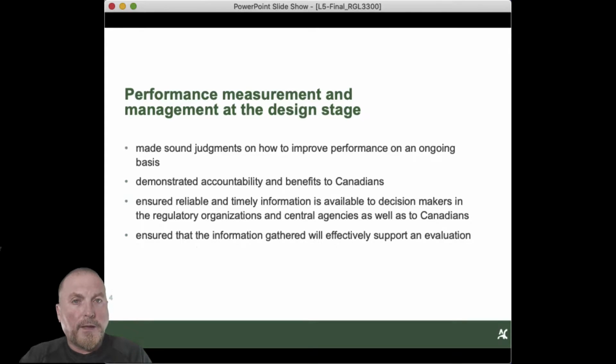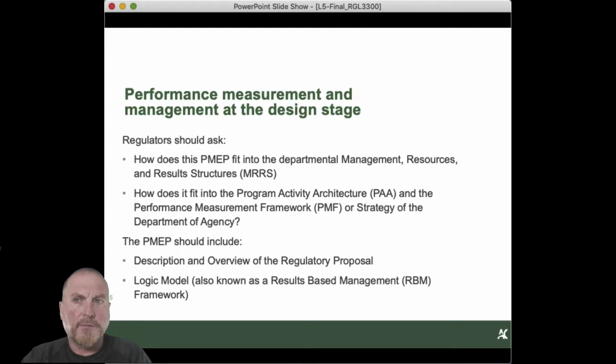The PMEP is used to make sound judgments on how to improve performance on an ongoing basis. Once we've adopted a regulation, if it's not performing accordingly, the PMEP has already come up with ways of anticipating where things might go off the rails and what corrective measures could potentially be feasible for dealing with that. And there's a number of other factors that are in the slides that go into these evaluation frameworks.